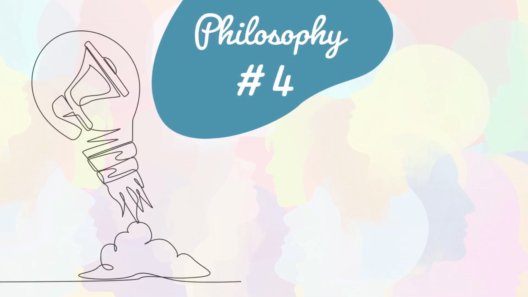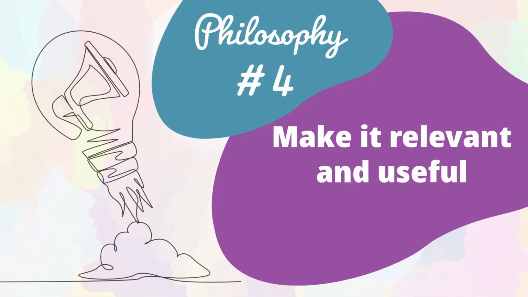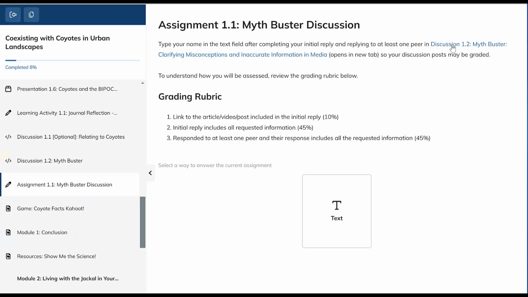Philosophy number 4, make it relevant and useful. Adult learners in particular must see the value in completing any training. The easiest way to help learners identify the value in the training is to make it relevant and useful.